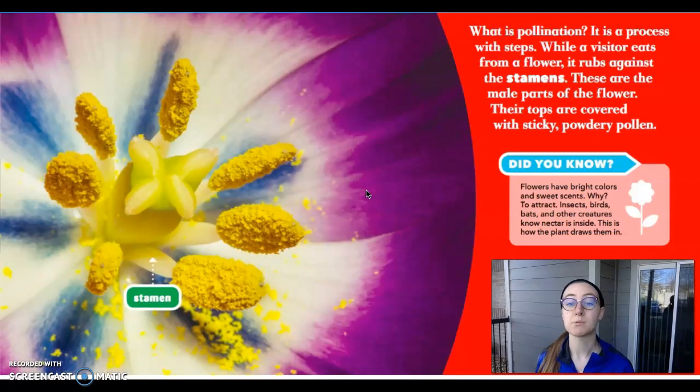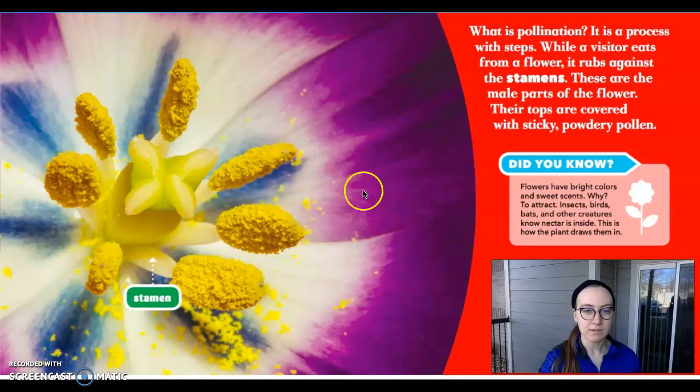It is a process with steps. While a visitor eats from a flower, it rubs against the stamens. These are the male parts of the flower. Their tops are covered with sticky, powdery pollen.